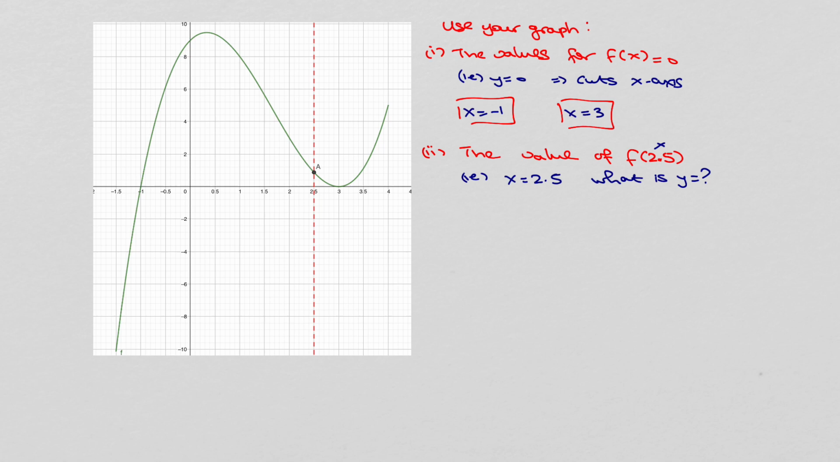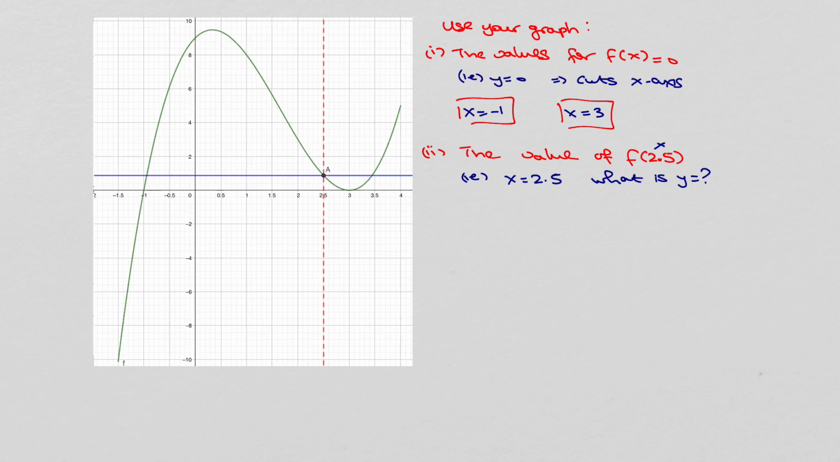So if we draw our line through 2.5, then to find our y value, what we now do is find that point of intersection with the graph and go across to the y-axis. And then we can simply read off where it cuts the y-axis. And we can see that that value is approximately 0.9. Again, depending on your graph and how accurate you've drawn it, you might get a slightly different value.